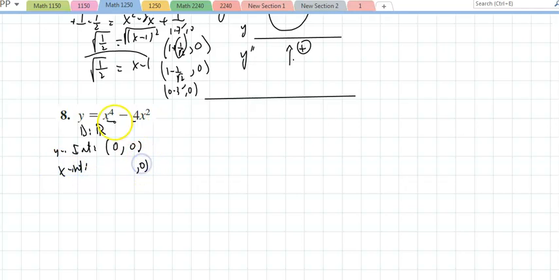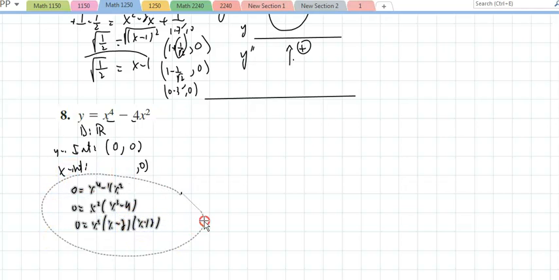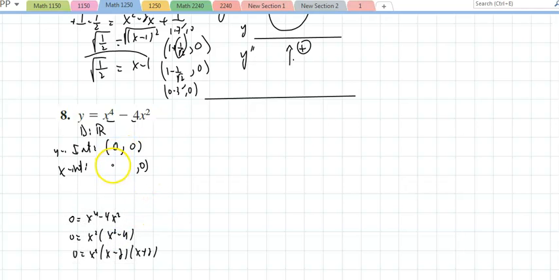X-intercept, you might have to do some work. Let y equal 0. So 0 equals x to the 4th minus 4x squared. 0 equals x squared times x squared minus 4. 0 equals x squared times x minus 2 times x plus 2. So I have 3 of those. I have 0, 0, I already listed out. 2, 0, and negative 2, 0. So this is what I know.